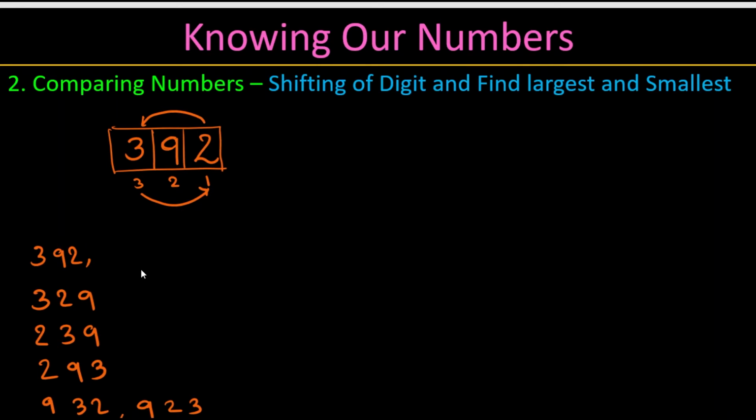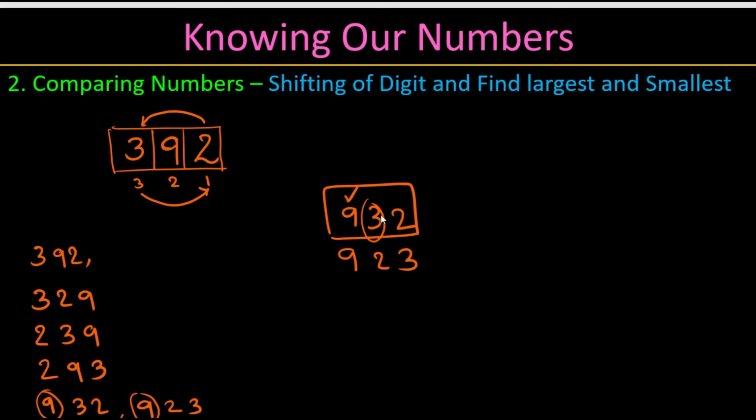Now let's find the largest number. Find the largest number in the 100s position. What is that? This is the 100s position, 9. So what are those numbers? 932, 923. So this is the highest number. Then coming to the 10s position, which is the highest number? 3. So this is the largest number.